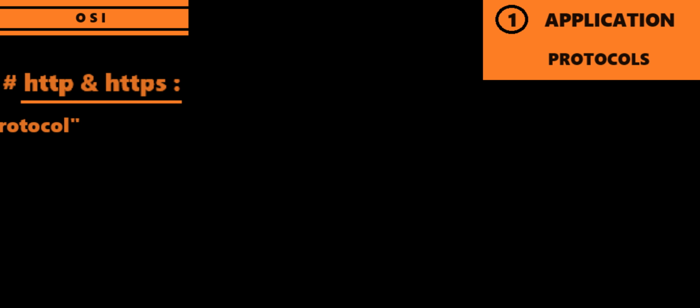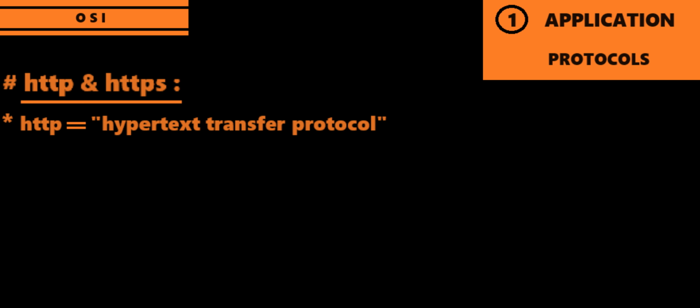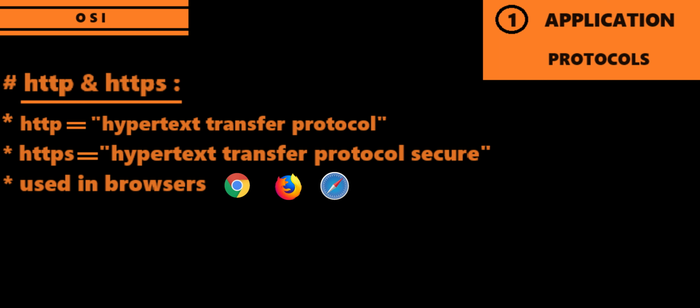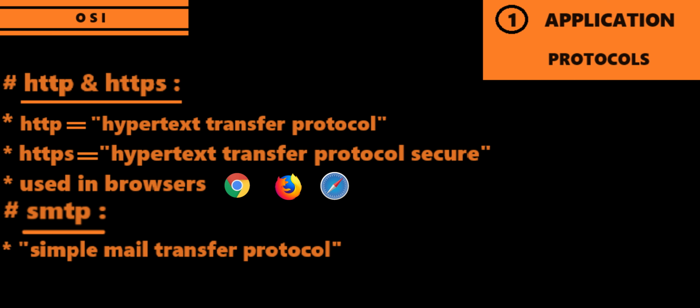Now let's move to the protocols used in this layer. HTTP and HTTPS. HTTP refers to Hypertext Transfer Protocol, while HTTPS refers to Hypertext Transfer Protocol Secure. As we know, they are both used in web browsers such as Google Chrome, Mozilla Firefox, Safari, and others to load and display web pages. Another protocol is SMTP, which refers to Simple Mail Transfer Protocol. From its name, we know that it is used for sending and receiving email messages.